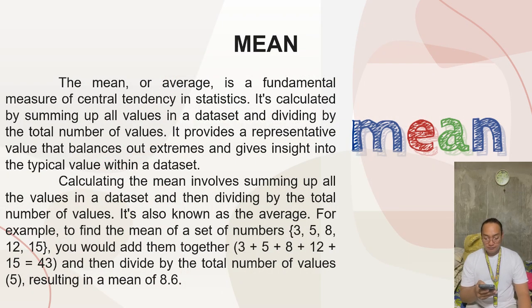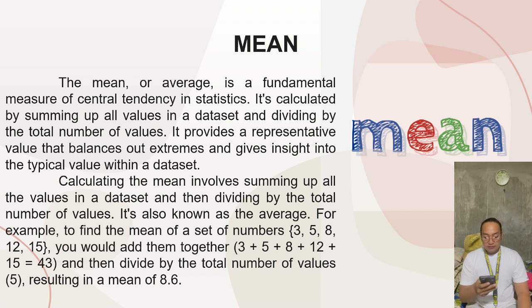Number 5, mean. The mean, or average, is a fundamental measure of central tendency in statistics. It is calculated by summing up all values in the dataset and dividing by the total number of values. It provides a representative value that balances out extremes and gives insight into the typical value within a dataset.